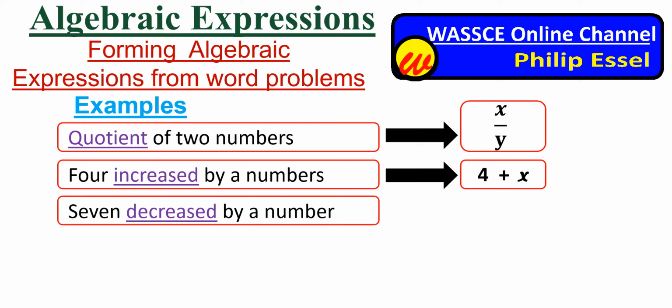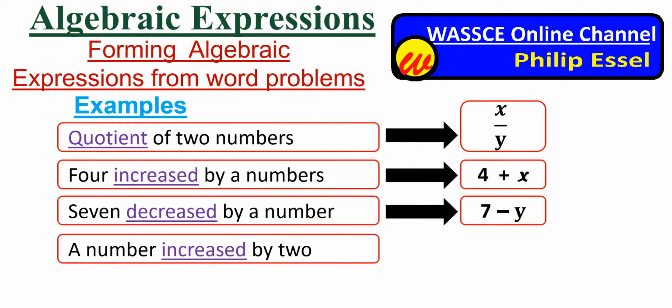The next word description, we have 7 decreased by a number. What this simply means is that we first have 7 and we have to decrease it by a number. That number we do not know, so we represent that number by the variable, let's say y. How do we decrease? We decrease by subtracting. So 7 decreased by a number would be first our 7, then we subtract the unknown number y from this 7.